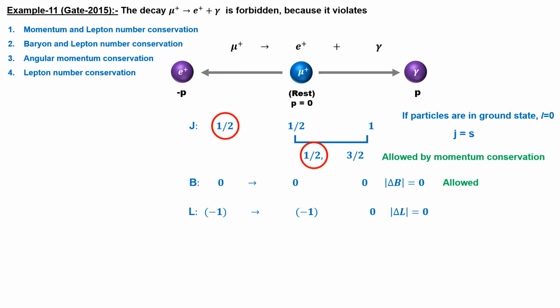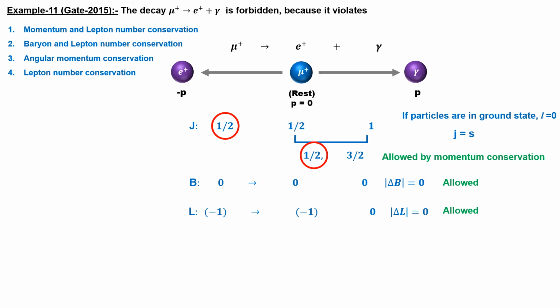Since in this reaction, the total lepton number of the muon is equal to the total lepton number of the daughter positron and photon, therefore the total lepton number is also conserved. But as we have known, in addition to the total lepton number being conserved, the lepton number is also required to be conserved for the individual family.